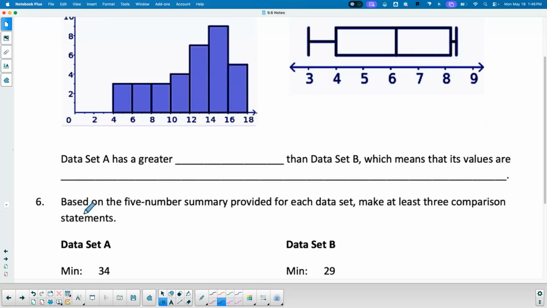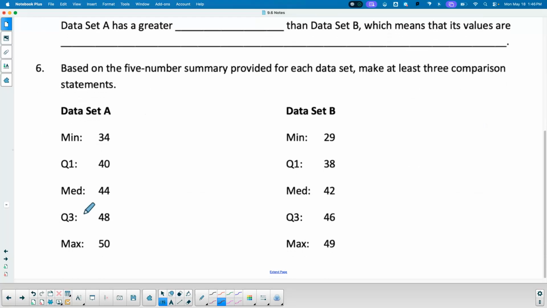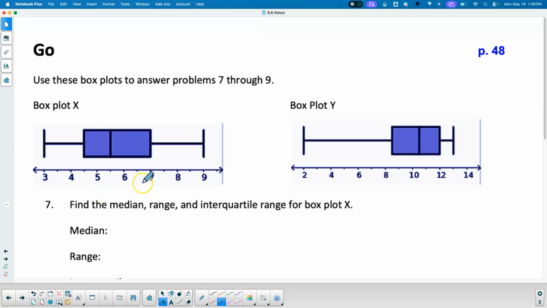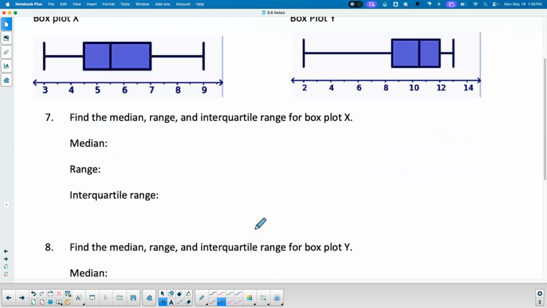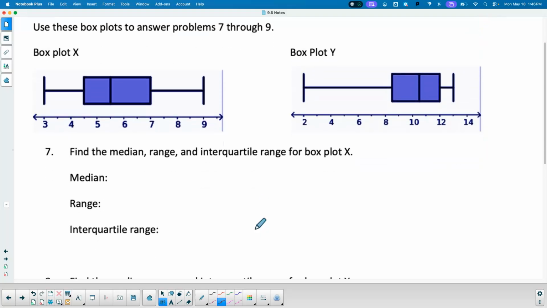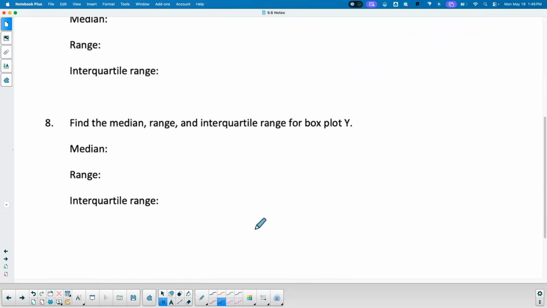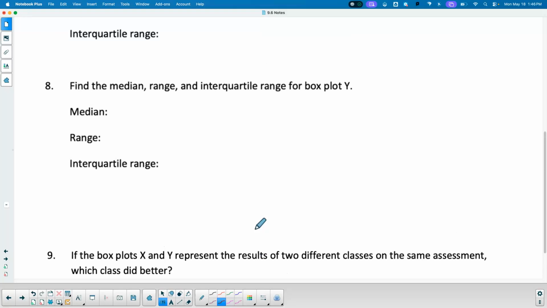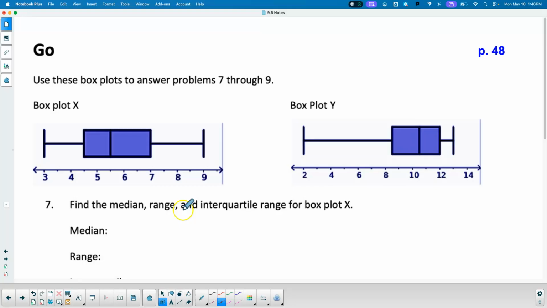Okay? Here is the 5-number summary for both of those. That might actually help you out in going back on those last 3 to determine what's what. Okay? But then for number 6, you need to make 3 comparisons based off of those. Box plot X, box plot Y, find the median, range, and IQR for both of those. Which class did better in your assumption for number 9? You can handle all those.